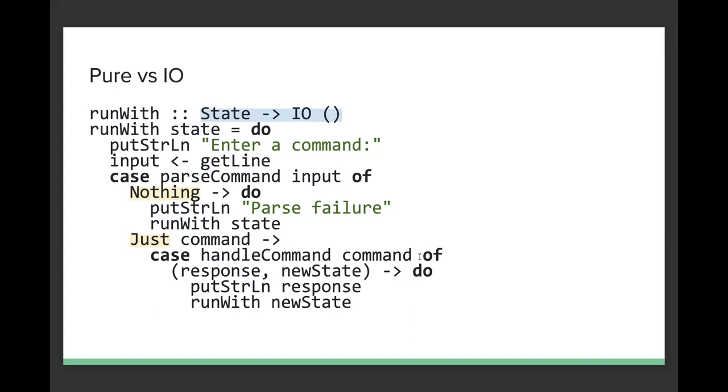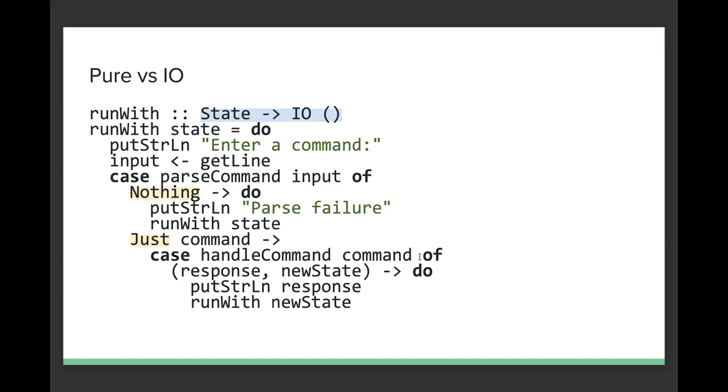And again, there is one tiny mistake in there, but I will fix this in the slide and re-upload. The idea is the same. So you use this handle command to dispatch which handler you're going to use for this particular command. Run this handler, it will return the new state and the response, and you will just print the response, update the state, and run recursively.